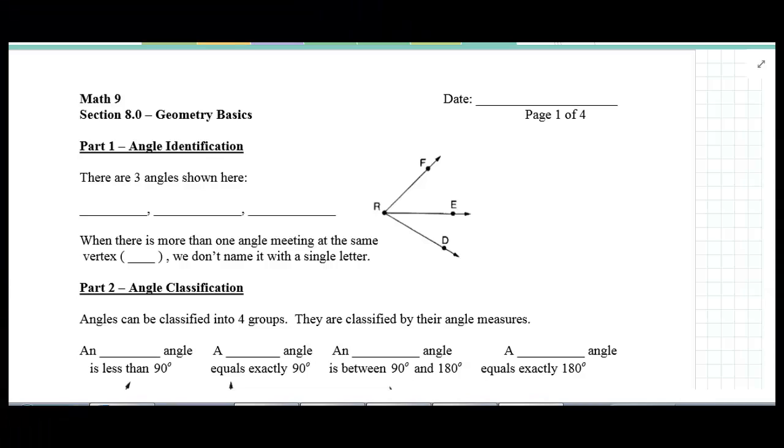Okay, this is the Math 9 lesson for section 8.0. I call it 8.0 because it's actually not in your textbook, but these are some geometry things that I think you should know before we start doing chapter 8. So if you have your notes with you, please bring them out and copy things down.